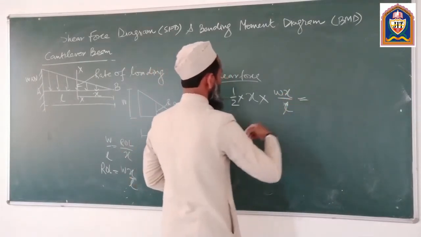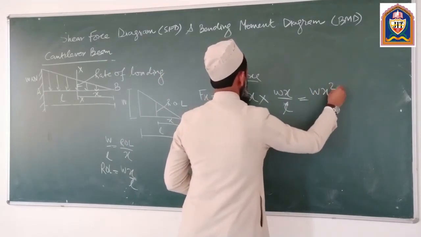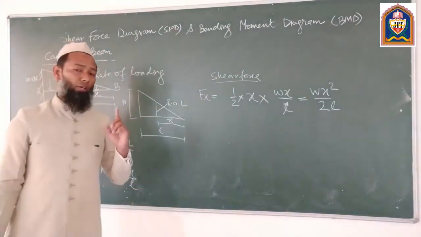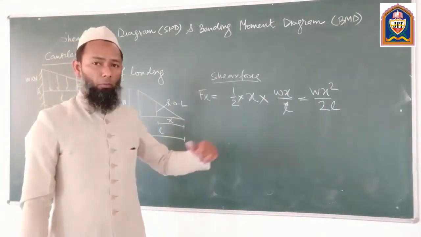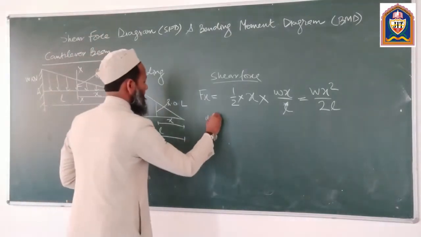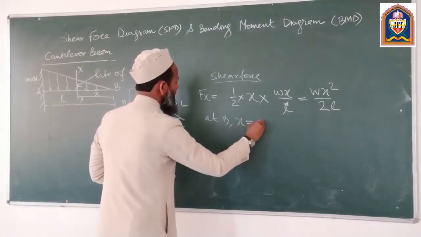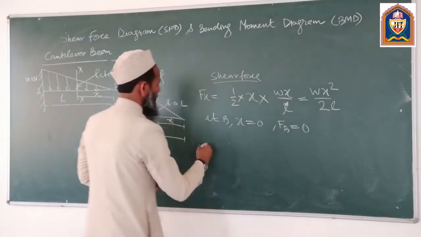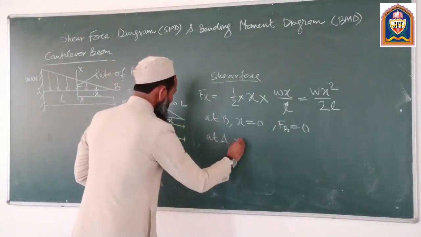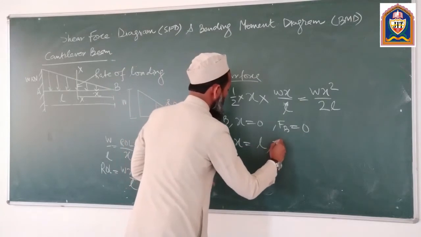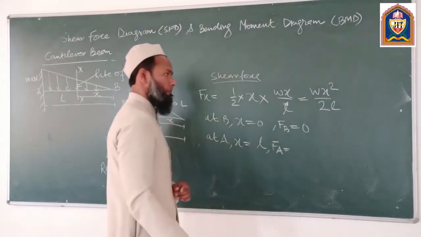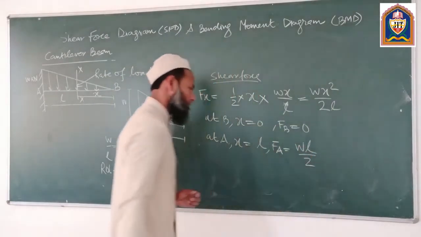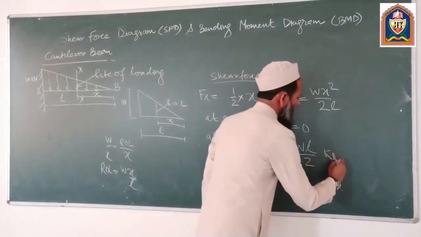So this total becomes Wx square upon 2L. The power of x is 2, so you have to keep in mind the variation is parabolic. Now at point B, the value of x is 0. So put x as 0, Fb is equal to 0. At A, x is equal to L. So F at A is equal to, you put L here, so this will come out to be WL by 2, and this is in kilonewton.